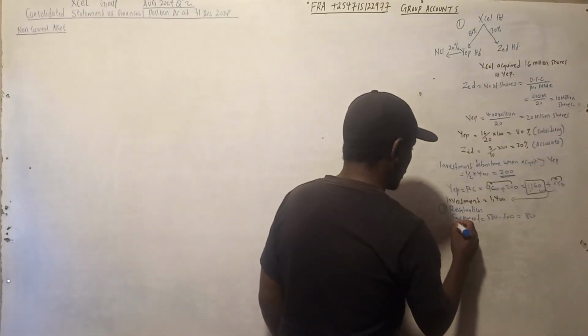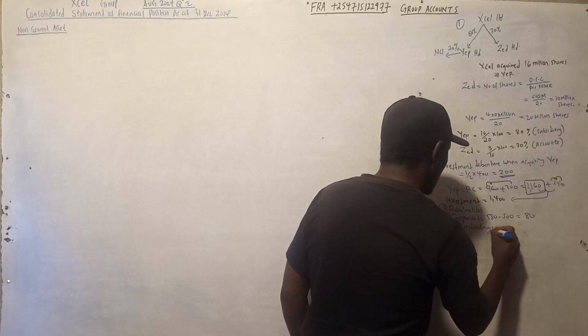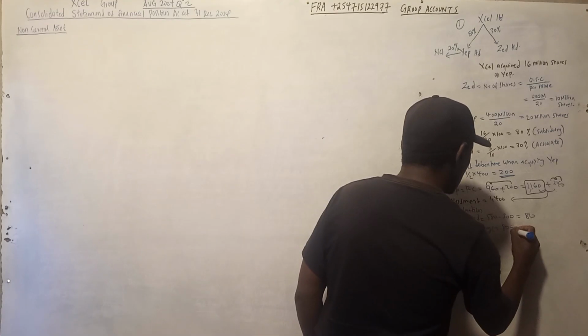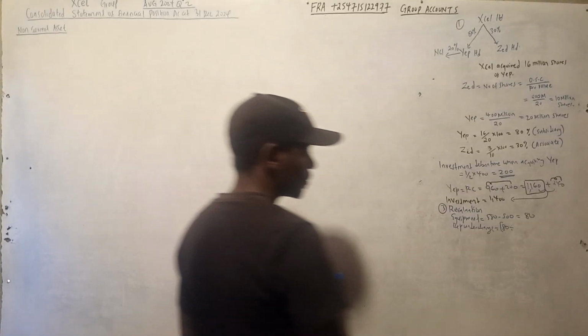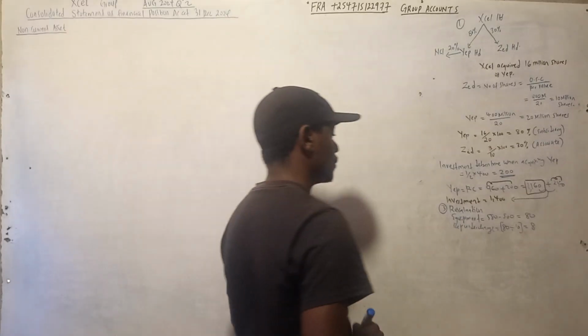Then you can have depreciation under charge. 80, so divide by the useful life. The useful life is 10 years. So 10 years, that is 8 million.